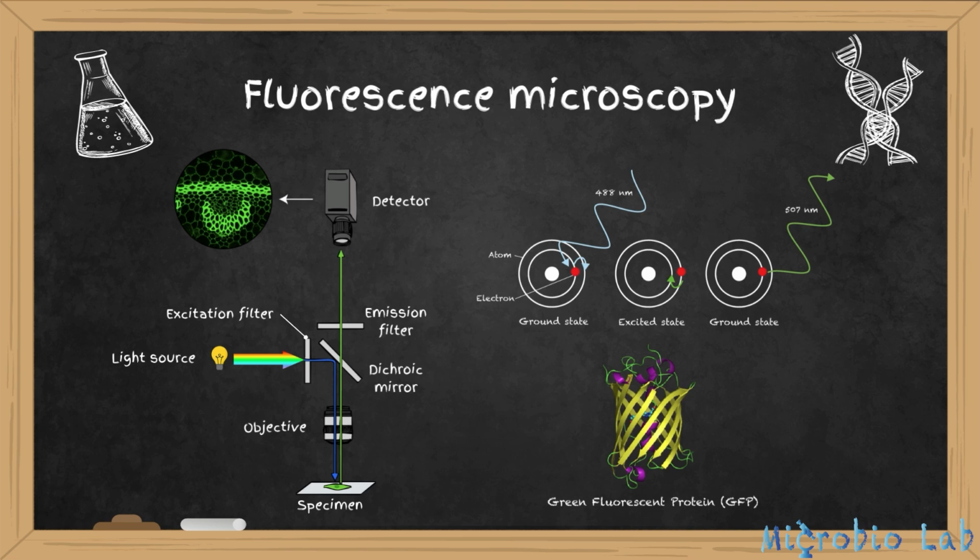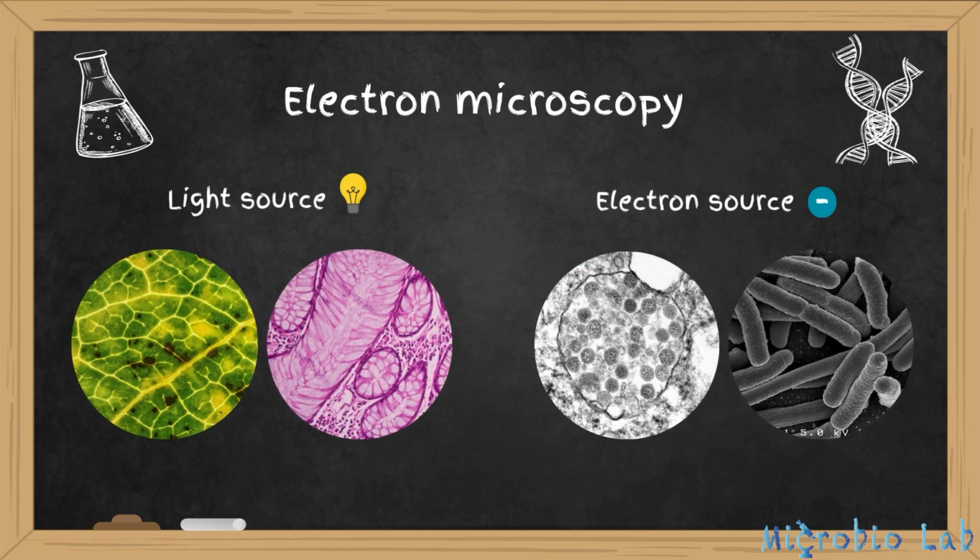It's a cornerstone of molecular biology and immunohistochemistry, offering localization of molecules with nanometer precision. Yet, to go beyond the limits of visible light altogether, we need another family of instruments. Electron microscopy overcomes the limits of visible light by replacing photons with beams of electrons.